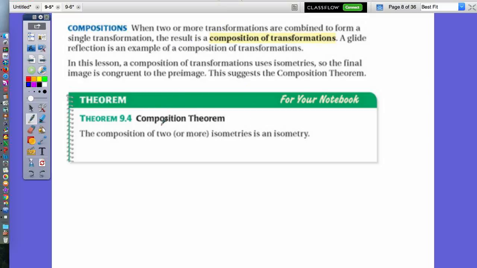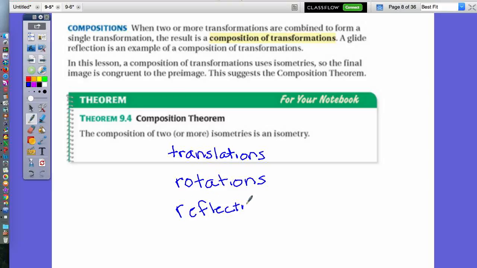And as long as those transformations are all transformations that are isometries, that's translations, rotations, and reflections, then it's an isometry. Basically, isometry is just a fancy term for something that preserves congruence. So no matter what I do, translate, rotate, reflect, etc., I'm preserving congruence, no matter how many of these I do.